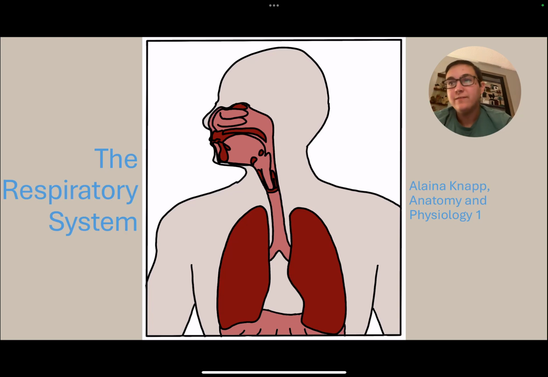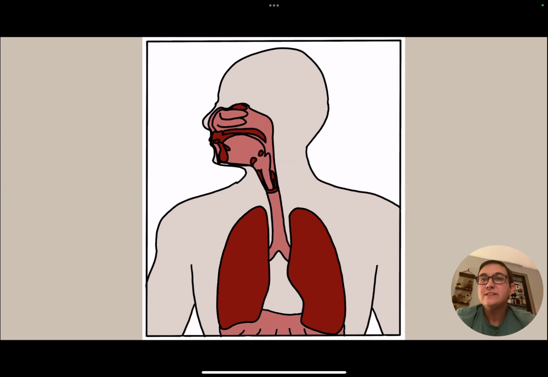I am in Anatomy and Physiology 1, and this is my presentation on the respiratory system. So we're going to start at the top of the respiratory system with the mouth and nasal cavity, then continue down into the trachea, then the lungs, and finally we'll touch on the diaphragm.